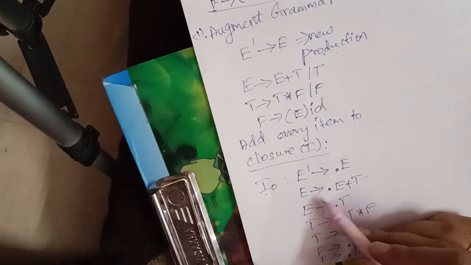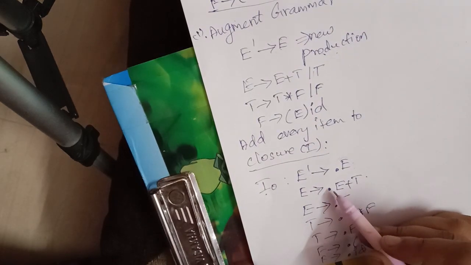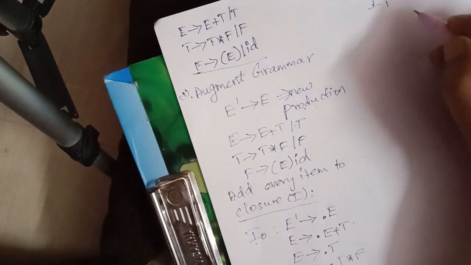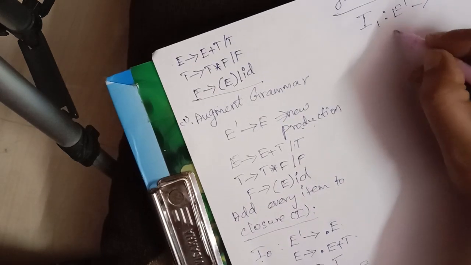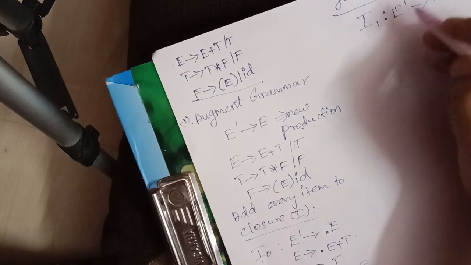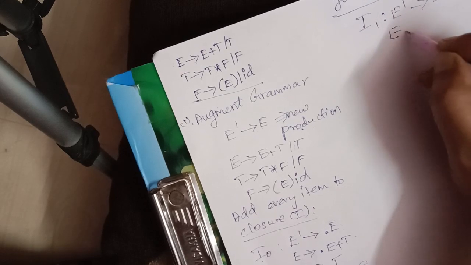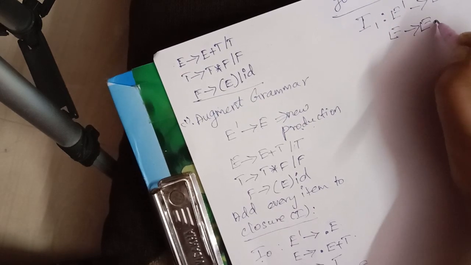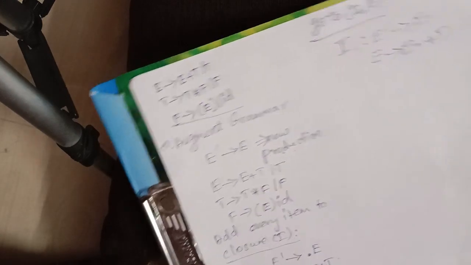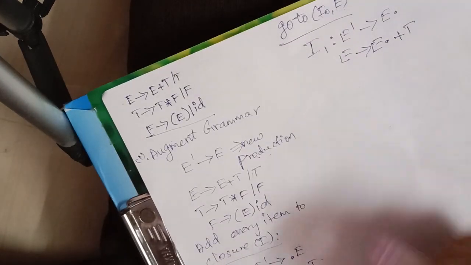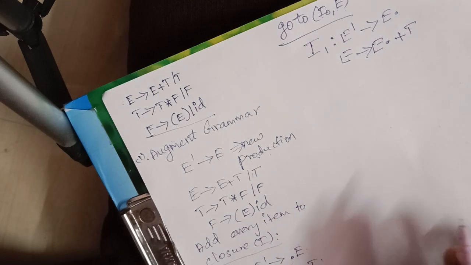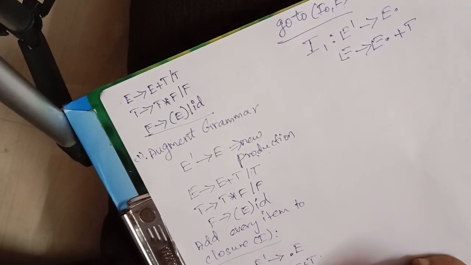Similarly, for this production, E tends to dot E plus T. If you apply this rule here, what will happen? That is, E tends to E dot plus T. So I hope you understood: E tends to E dot plus T means this dot comes here. That's all.